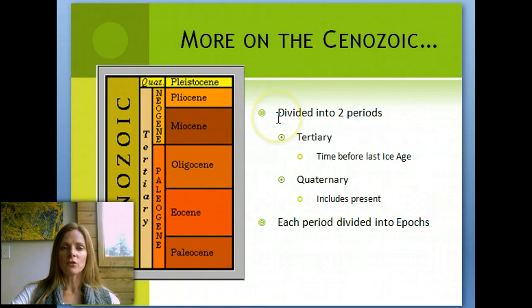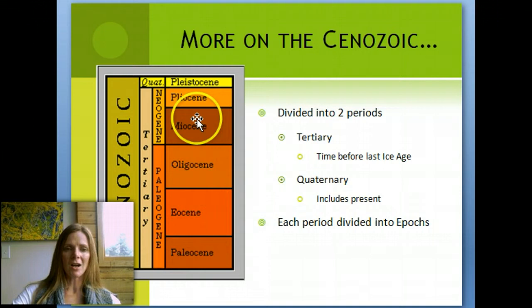Okay, so more on the Cenozoic. It's divided into 2 periods: the Tertiary, which is the time before the last ice age, and the Quaternary, which includes the present. And then it's divided into epochs, okay? We're going to talk a little bit about these epochs here, but you have this entire thing as the Cenozoic era, and then you broke this up into the Tertiary and then the Quaternary, okay? So see how big the Tertiary is compared to that. And then we'll talk about some of these epochs.